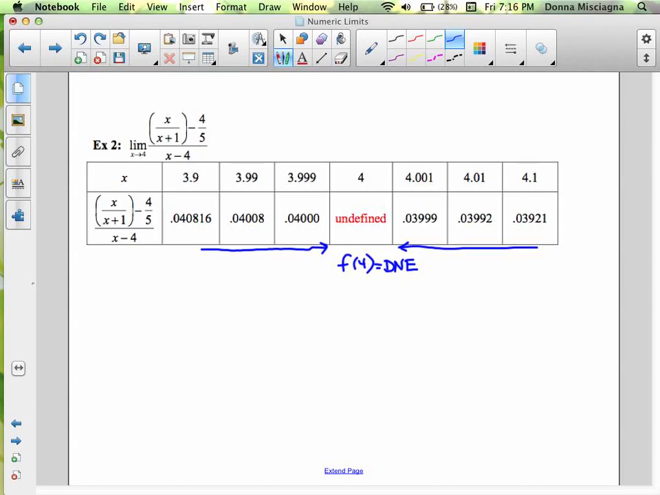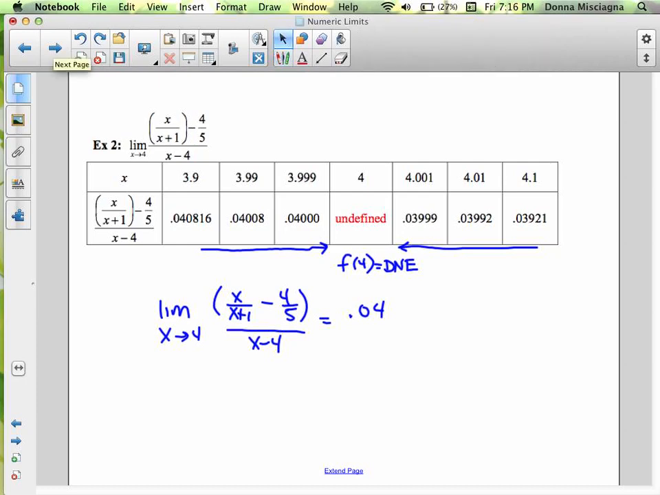It looks like the limit as x approaches 4 of all that is equal to 0.04. It looks like that's what we're approaching from both sides. So here we've had some tables of values to look at.